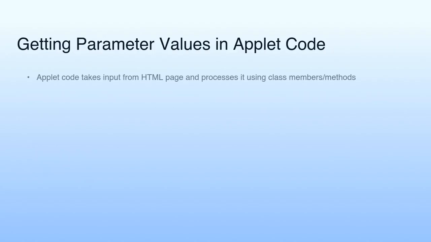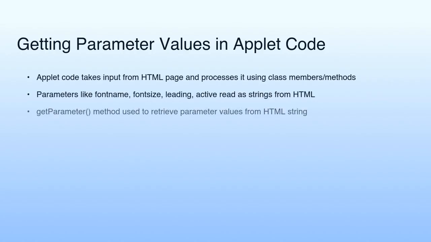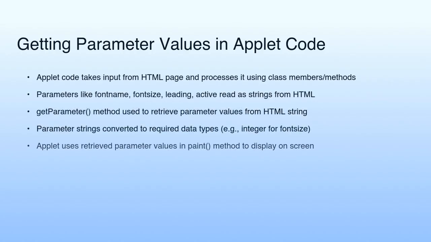Applet code takes input from the HTML page and processes it using class members and methods. Parameters like font name, font size, and leading are read as strings from the HTML. The getParameter method retrieves the parameter values from the HTML string, and these strings are then converted to the required data types, such as integers for font size. The applet uses the retrieved parameter values in the paint method to display on the screen.